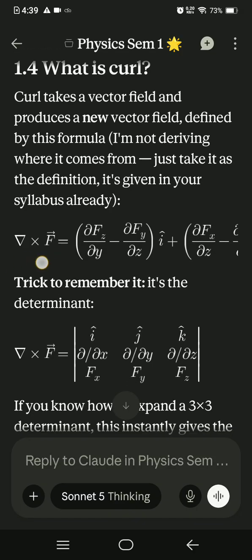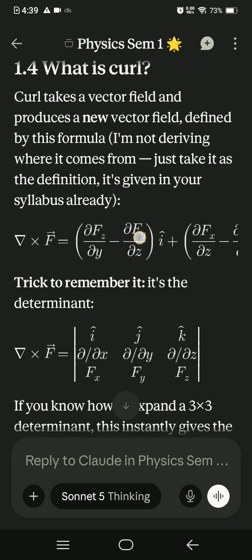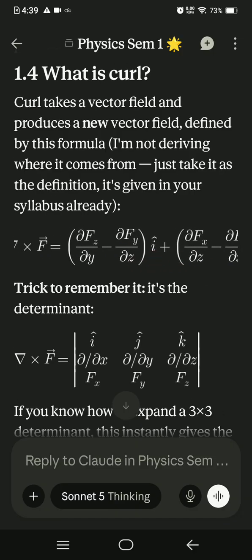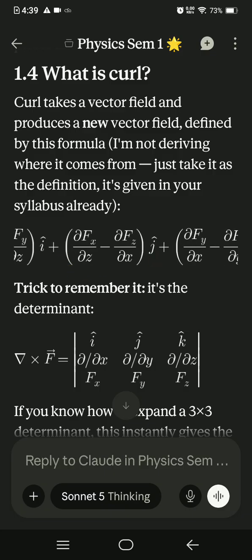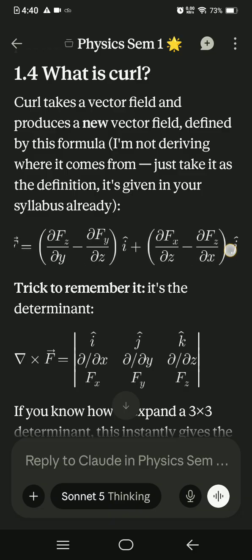So if we have a curl of a field, then we use this formula. Partial differentiation of z with respect to y minus y with respect to z for i. With i comes x, we don't have any x in here, we only have z, y, y, z. Now with j comes y, we only have x, z, z, x. And with k comes z, but we have y, x, x y.